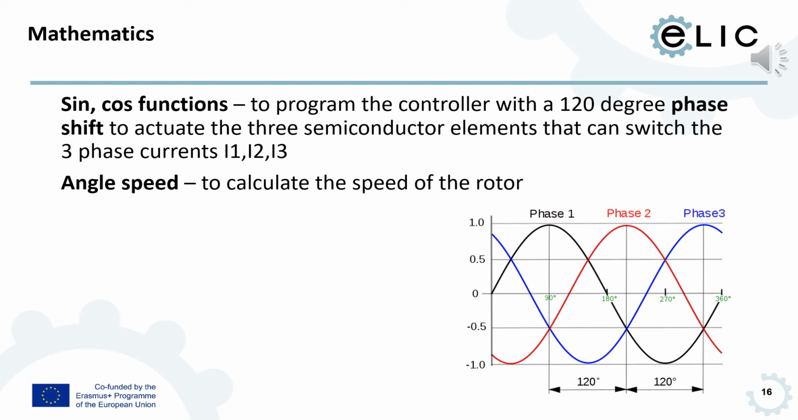Also, we calculate angle speed to calculate the speed of the rotor. This means that the functions we learn about trigonometry in school, they are really used in controlling the e-motor, and angle speed is a function which we really use to calculate the speed of the rotor.